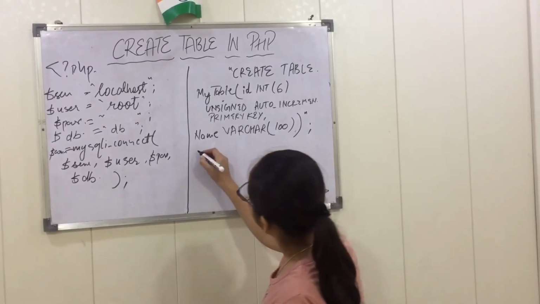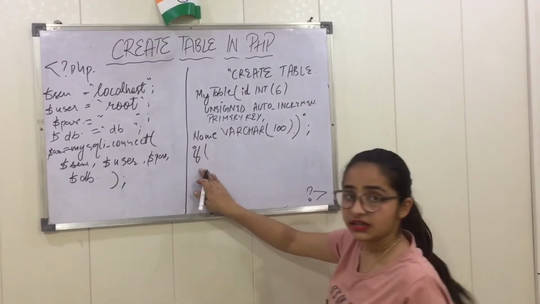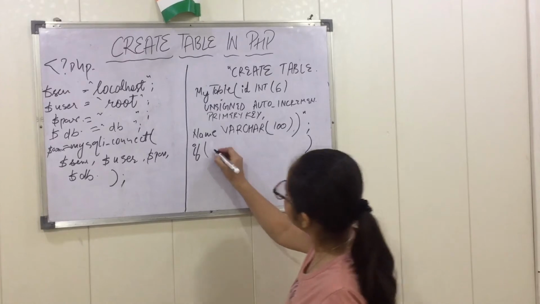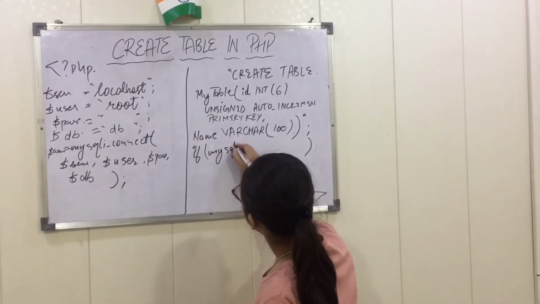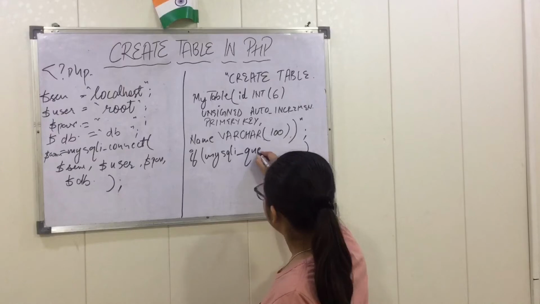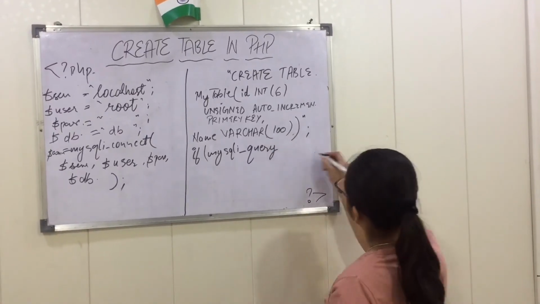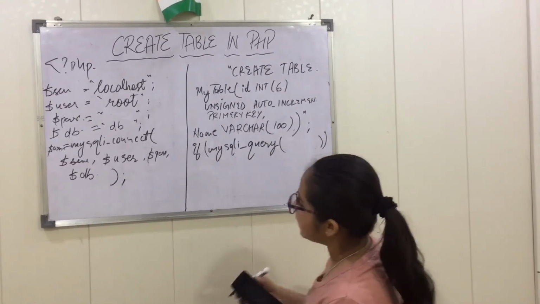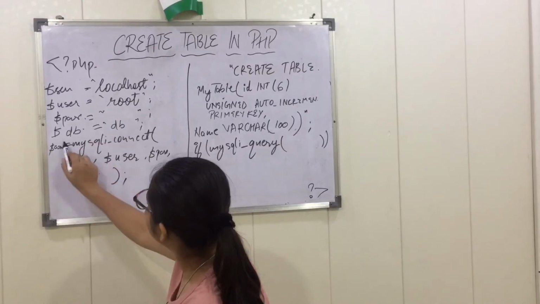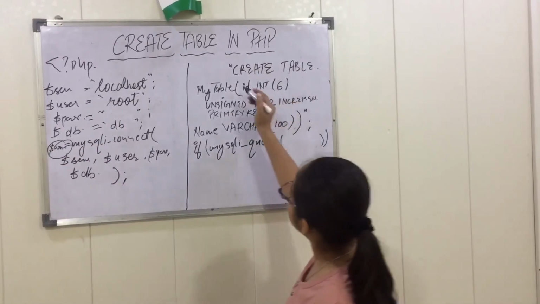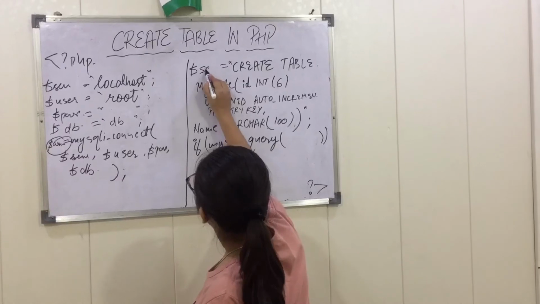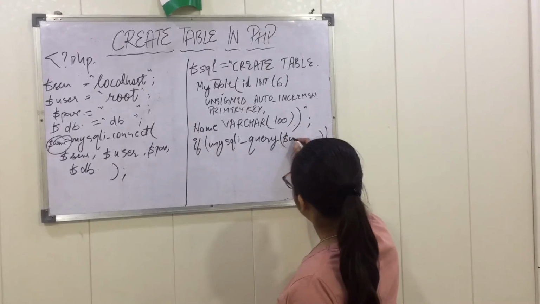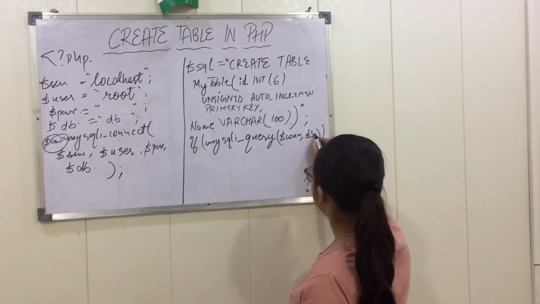So after that, I will write the if statement, that is a conditional statement. In between this, I am writing here mysqli_query. In between this, I am connecting my two values, that is my first variable is $con, and this will also be created into a variable that is $sql. So here two variables are used, that is $con and $sql.